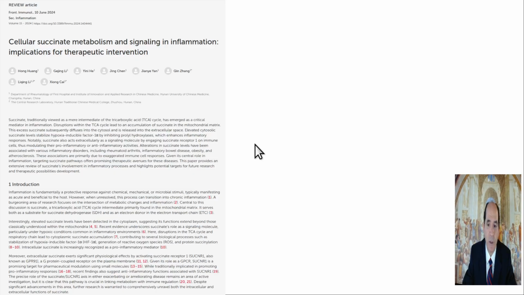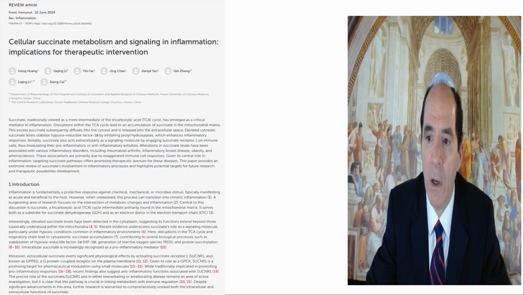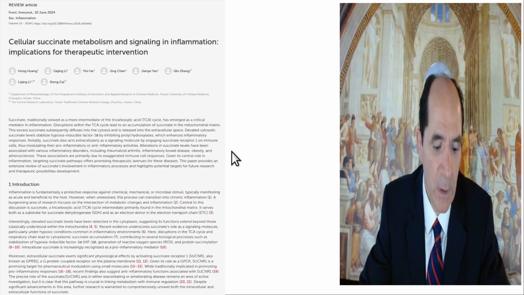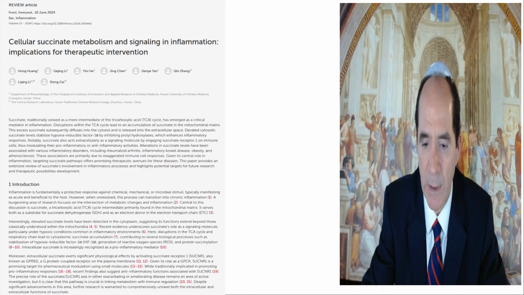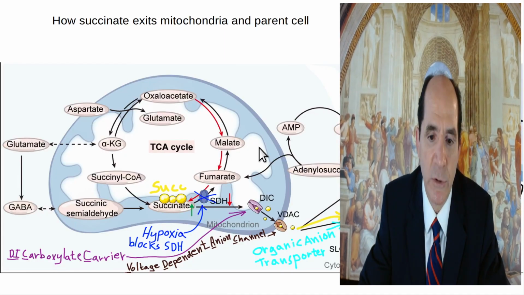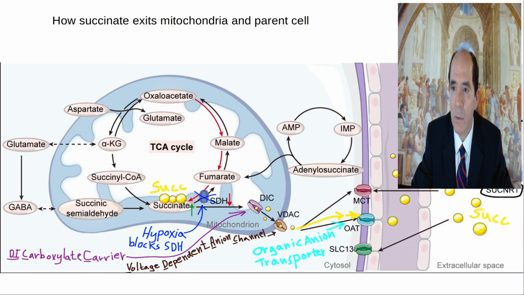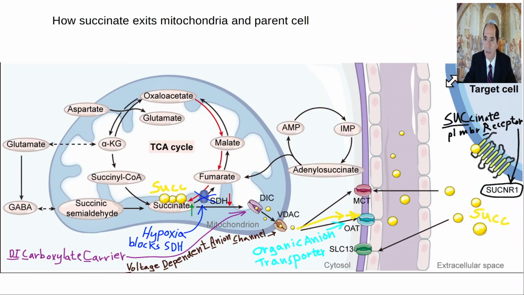Okay, so I'm going to show a couple more things on succinate because it's quite interesting. And remember, this is just the introductory talk on succinate. I'm going to go into more detail next time around. Okay, so here is a paper, Cellular Succinate Metabolism and Signaling in Inflammation: Implications for Treatment, by Zhang Kai. There have been a couple of good papers by some of these Asian groups.